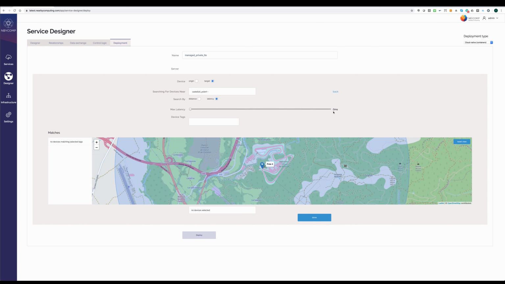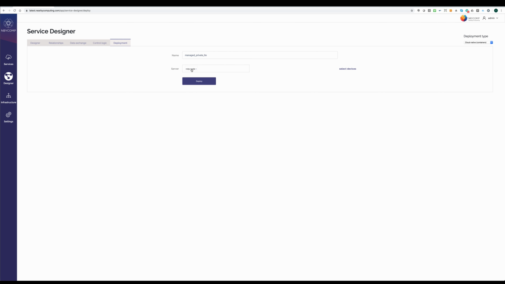or latencies. So the system that is continuously monitoring the latencies between all the components in the network may pick nodes that fall within a range of maximum latency from the small cell. Finally, it's time to deploy.